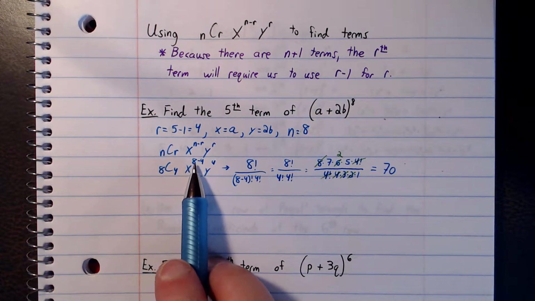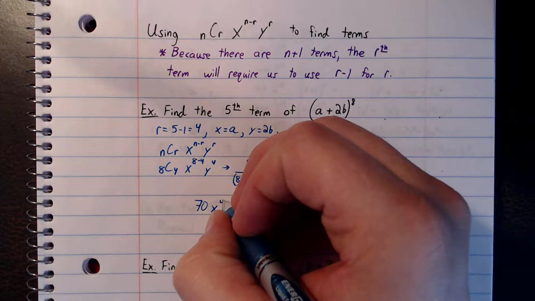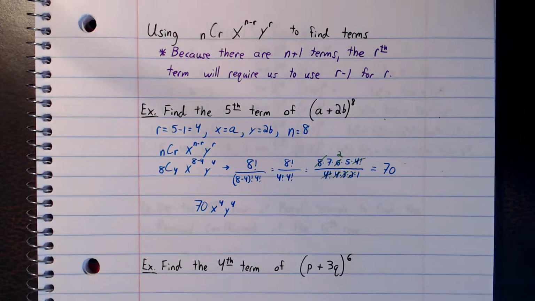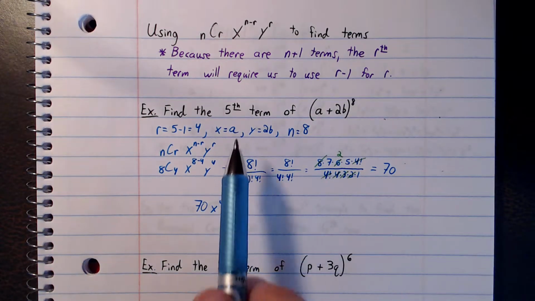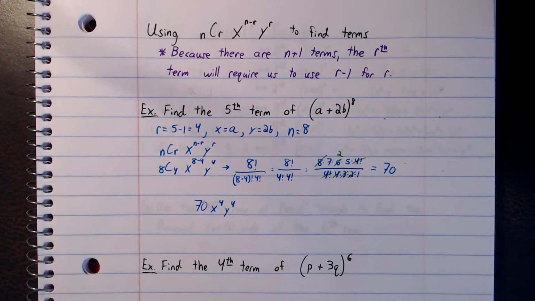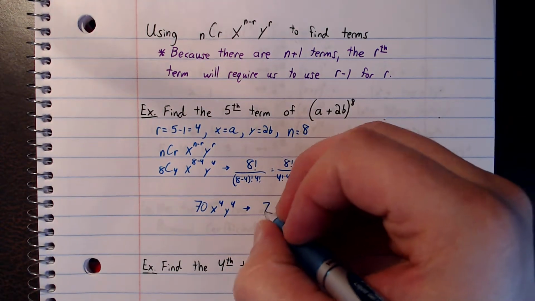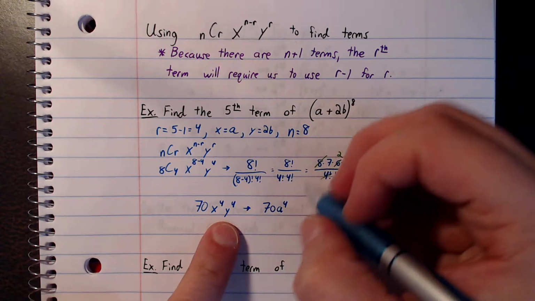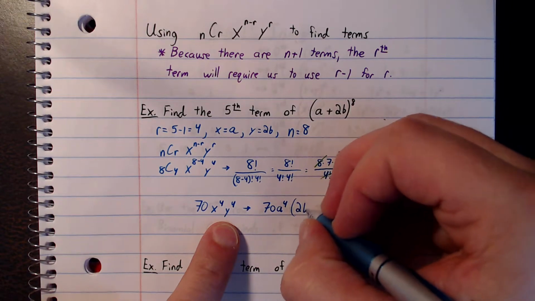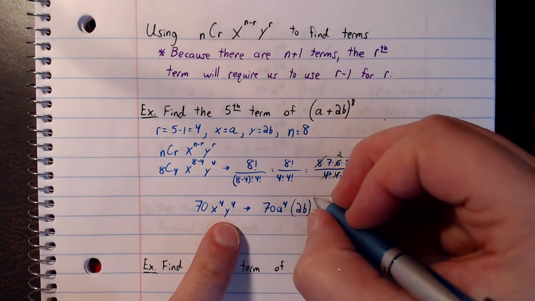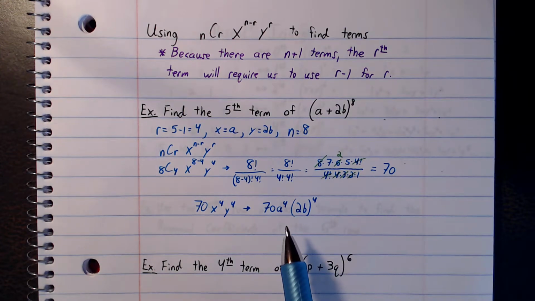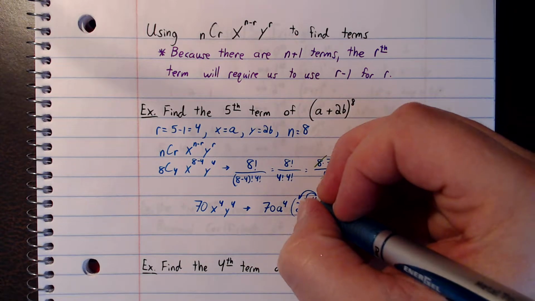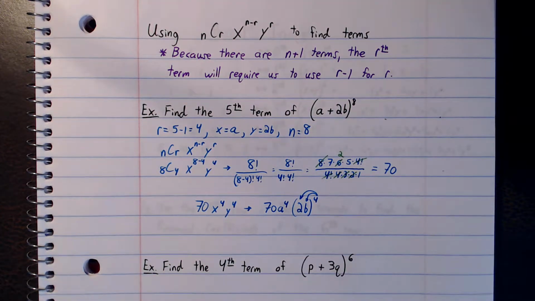X is 8 minus 4, so it's going to be x to the 4th power, and y is also to the 4th power. That's great, but we have a little bit of a problem because we've got to substitute in the values for x and y now. So 70 stays. X we said is a to the 4th. Y we said is 2b, right? 2b to the 4th. This would be fine, except that we have this 4 that's got to distribute to each of these terms. And then we can multiply the 70 and whatever that becomes.